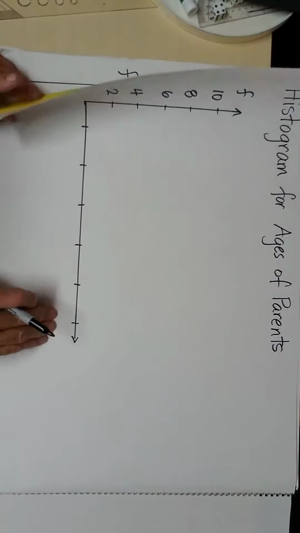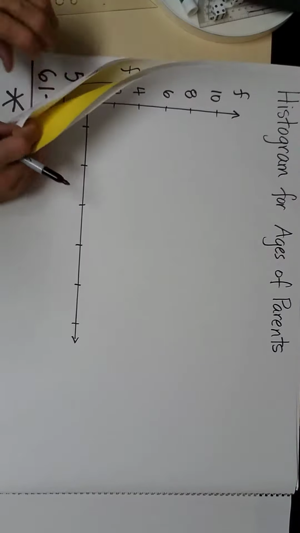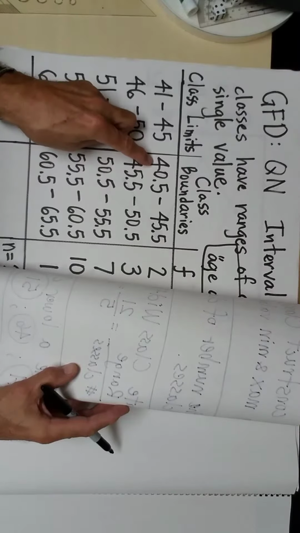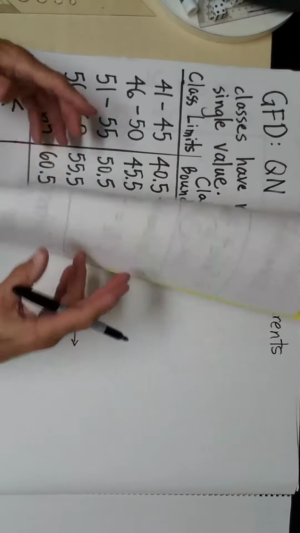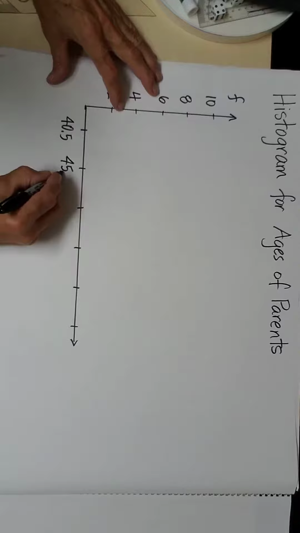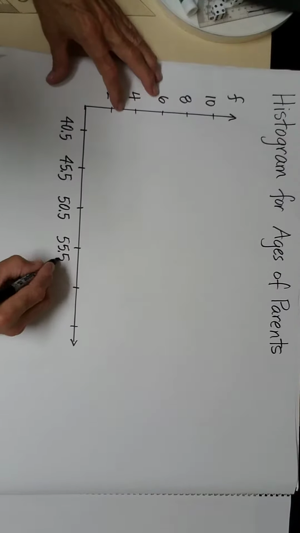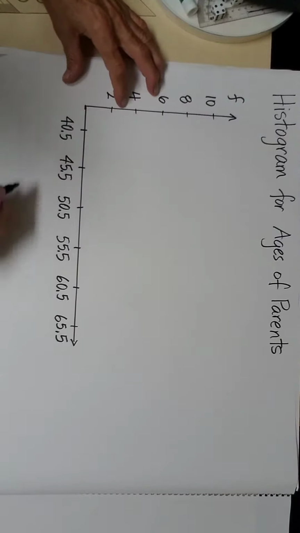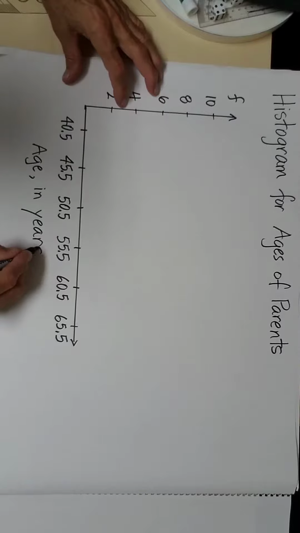Along the bottom scale, what we need to put are the class boundaries. Okay. The very first group has a left-hand class boundary of 40.5, and then the right-hand side is 45.5. So I need this number and these 5 numbers along the bottom of my scale. So this is going to be 40.5, 45.5, 50.5, 55.5, 60.5, 65.5. This represents the age in years of the parents.